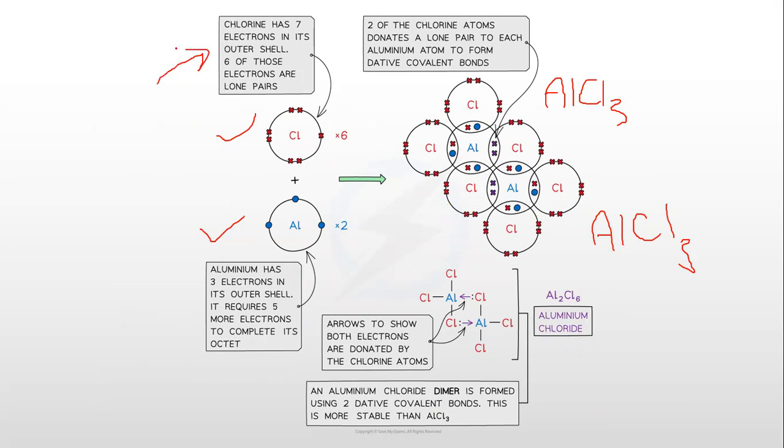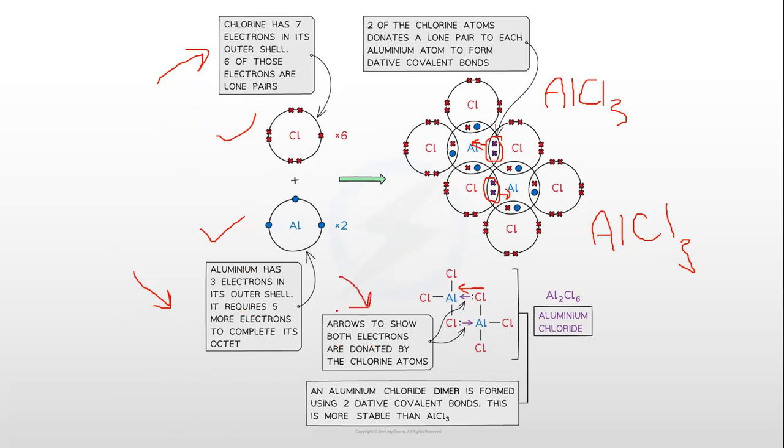Chlorine has 7 electrons in its outer shell. 6 of those electrons are lone pairs, whereas aluminium has 3 electrons in its outer shell and it requires 5 more electrons to complete its octet. तो होगा क्या? यहाँ पे if you can see, chlorine is going to give both of its electrons to aluminium. और इधर भी chlorine is going to give both of its electrons to aluminium. तो पूरा पूरा पेयर आपके पास शेयर हो रहा है. तो जो chlorine, if chlorine is giving the pair to aluminium, तो arrowhead would be towards aluminium.